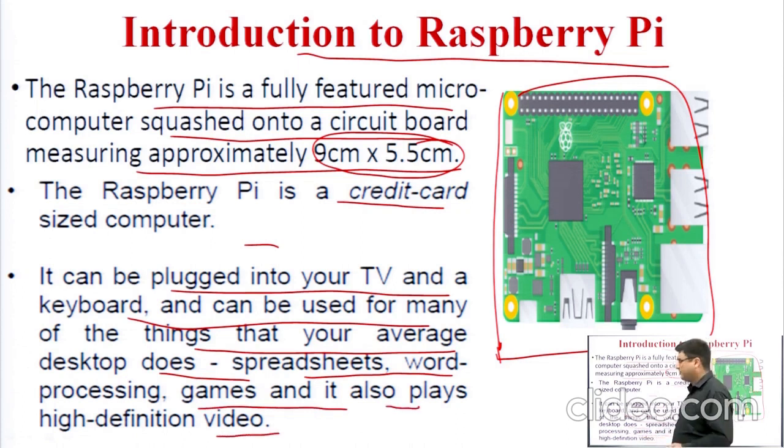So, we can say that our Raspberry Pi can be plugged into a TV, and through a keyboard you can do many functions. You can use your TV like an average desktop. So for spreadsheets, word processing, games, high definition video can be played by using the TV. So, this is the main advantage of Raspberry Pi. This is the picture of the Raspberry Pi. It looks like this. Okay.